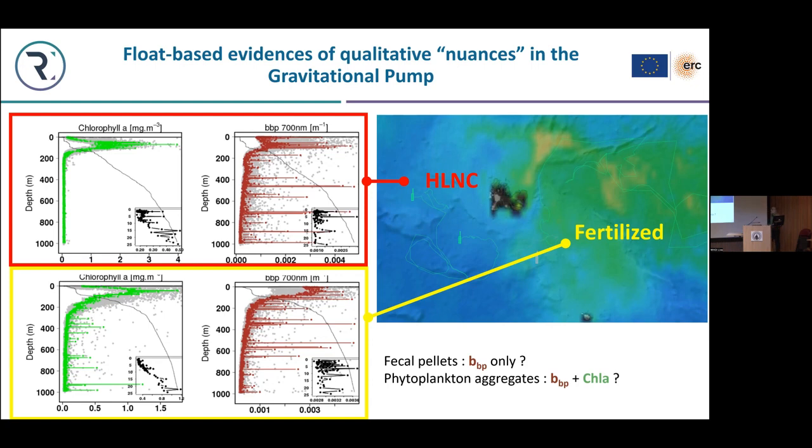The reverse holds for the eastern side, the fertilized system. So the qualitative interpretation for the moment is that we have fecal pellets only here, and we could have fecal pellets and phytoplankton aggregates on the eastern side.